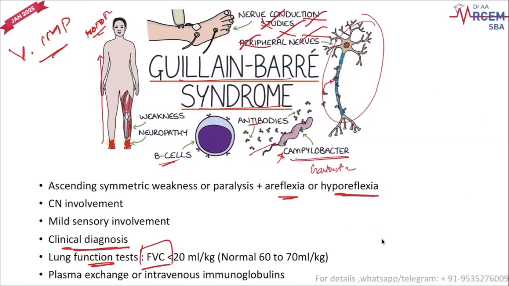Yes, they come with weakness of the lower limbs. Why am I worried about the lung function here? Because this weakness can ascend upwards and involve the diaphragm. If it involves the diaphragm, he can go into respiratory arrest at any point of time.